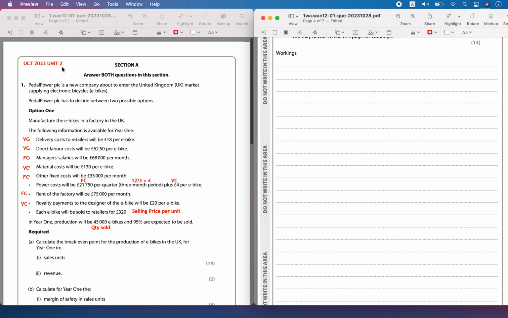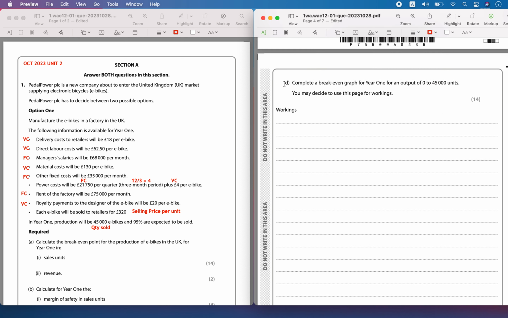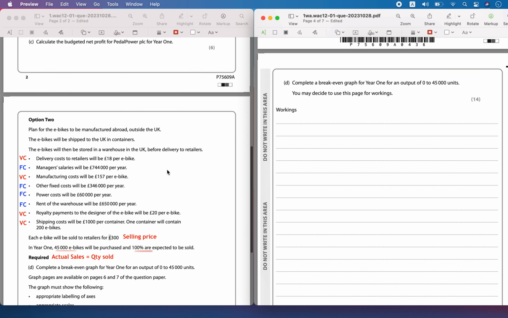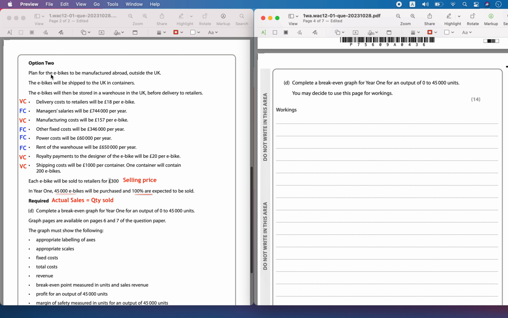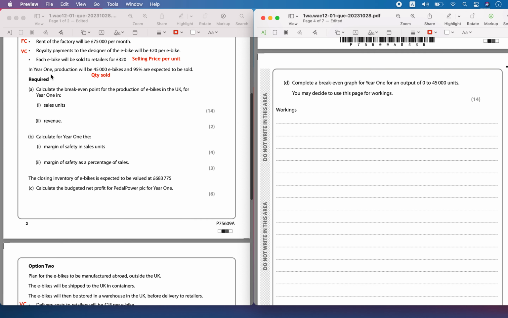Hello, today we are solving the October 2023 paper, unit number 2. The question is part D: complete a break-even graph for year 1 for an output of 0 to 45 units. For this you have a complete question here. This is with regard to option 2.